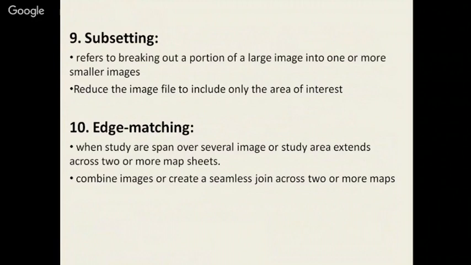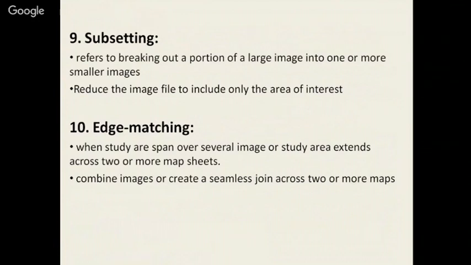When a study spans several images, or the study area extends across two or more map sheets, we do edge matching. We can bring various images together, put them together and combine them, and the combined image creates a seamless join across the two or more maps. For example, when our area of interest extends across more than two maps.